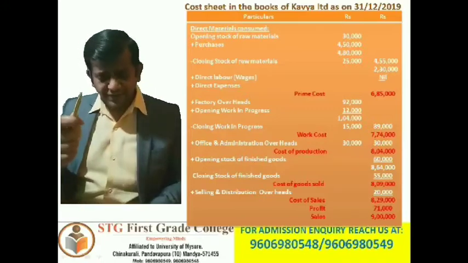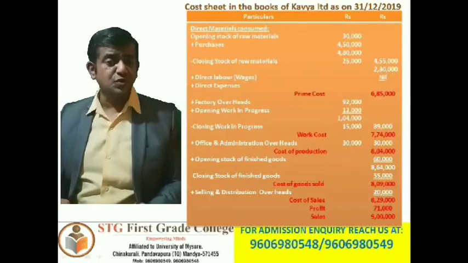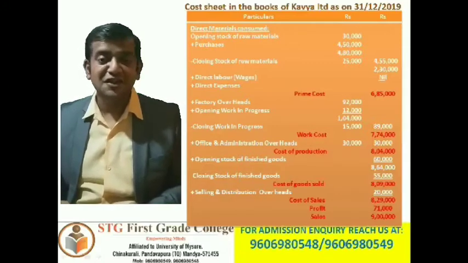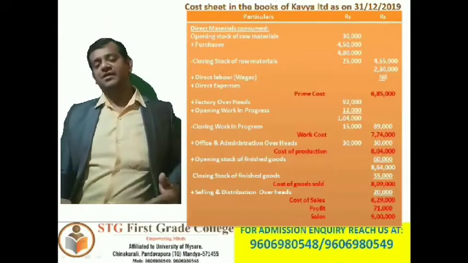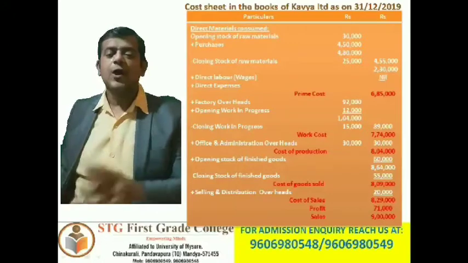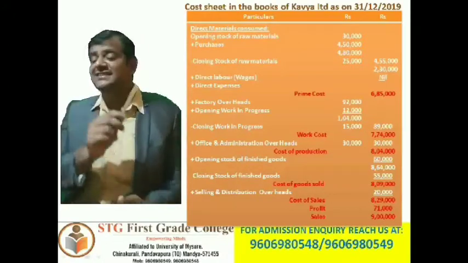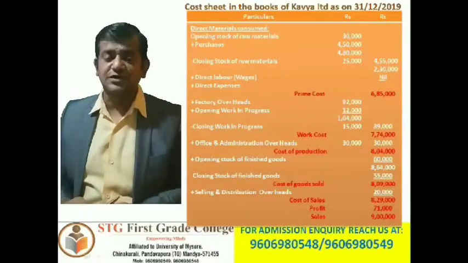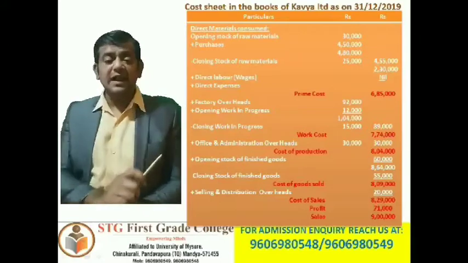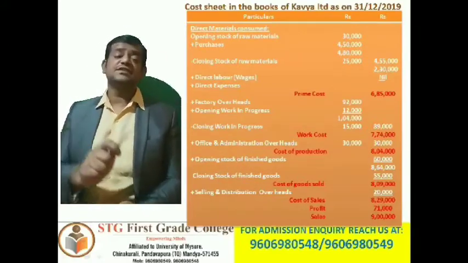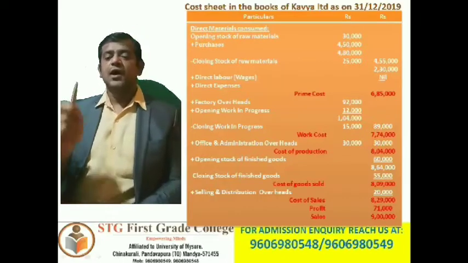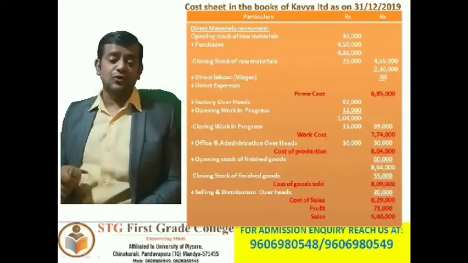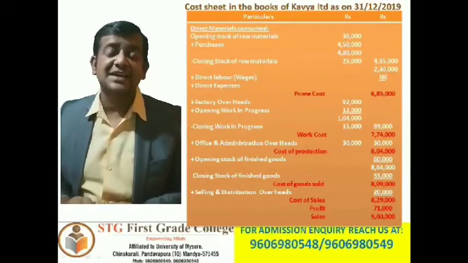Next, after this cost of production, if there are any finished goods, opening must be added and closing must be, yes, that is correct, deducted. So cost of production 8,04,000 plus opening stock of finished goods. How much? 60,000 rupees. So add it, you get 8,64,000 rupees. Clear? Next, less closing stock of finished goods, that is 55,000 rupees. So 8,64,000 minus 55,000 gives the cost of goods sold, which will be 8,09,000 rupees.